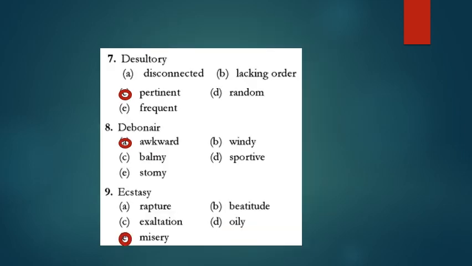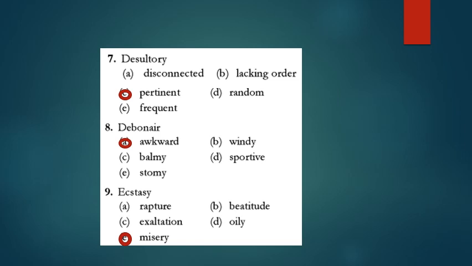Desultory. What does desultory mean? Desultory means lacking plan or purpose, purposeless. So the word pertinent, which means apt, suitable, is the opposite word. Debonair means very stylish, very confident, cultured. So awkward will be the opposite word.